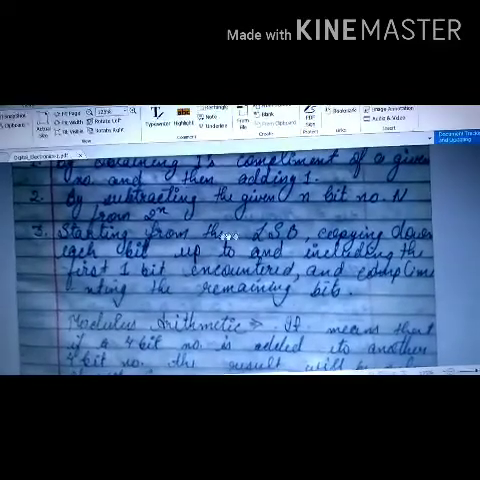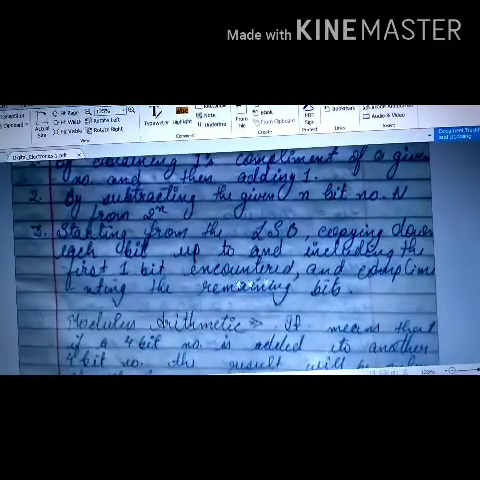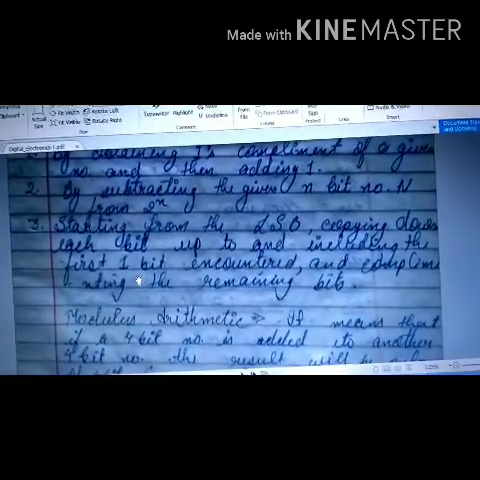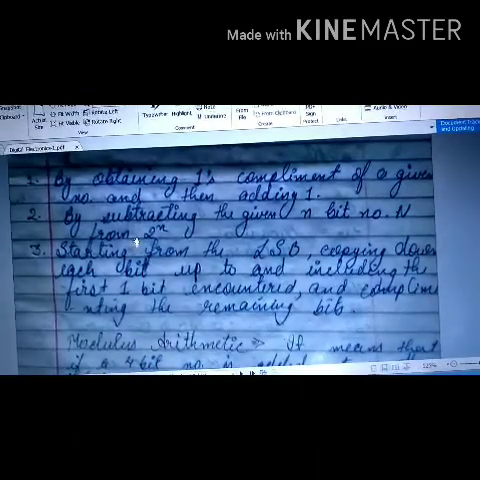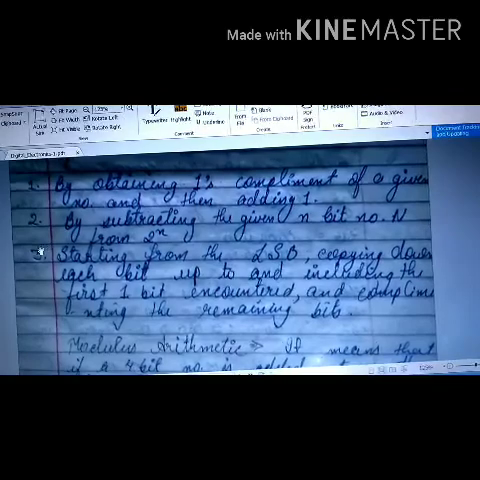Or, starting from the LSB, copy down each bit up to and including the first 1 bit, and then complement the remaining bits. So these are a few methods by which 2's complement can be obtained. Whichever is suitable for you, you can use those methods.